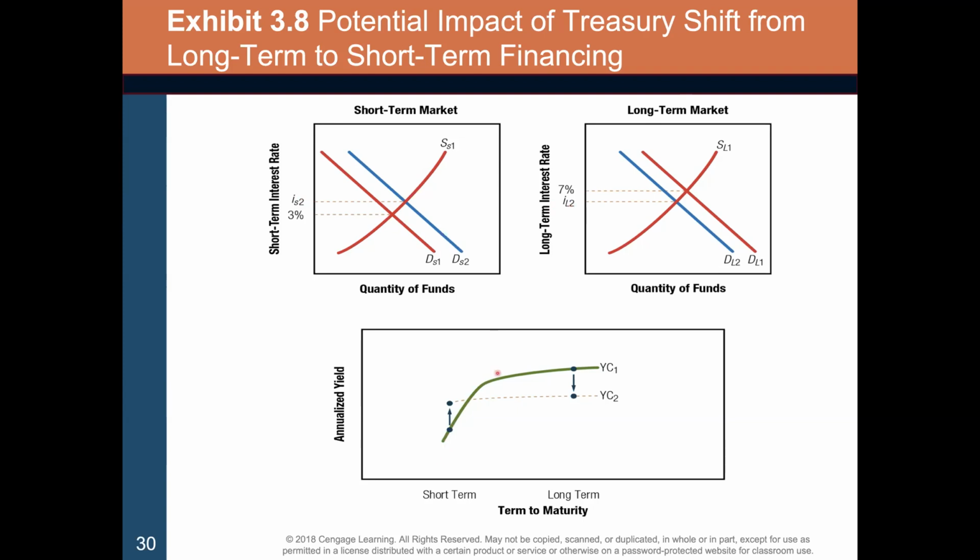So the green is where we were, our original yield curve. But as we see these changes, here's the short-term change. We move up, and the interest rate goes up from 3% to whatever the new rate is. And the long-term interest rates are expected to come down. So what we see here is a flattening of the yield curve. Short-term rates going up, long-term rates coming down, it flattens the yield curve.